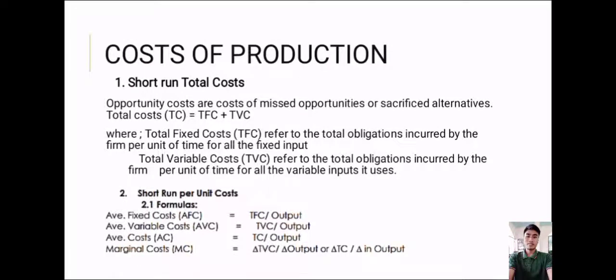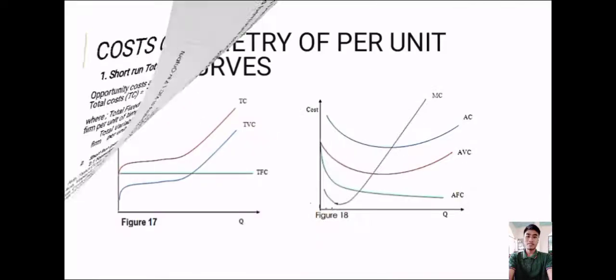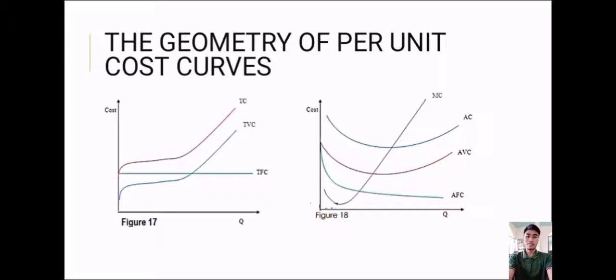Opportunity costs are the costs of missed opportunities or sacrificed alternatives. Total cost, TC, TFC, and TVC. So these are the formulas: total fixed cost, short run unit costs, and the formulas. So the geometry of per unit cost. These are the formulas that shape the geometry of the cost curves.